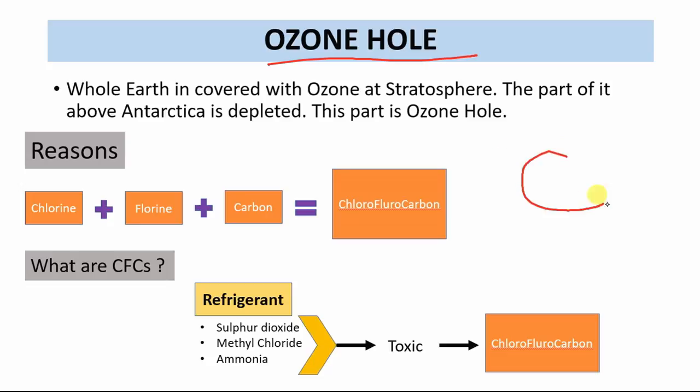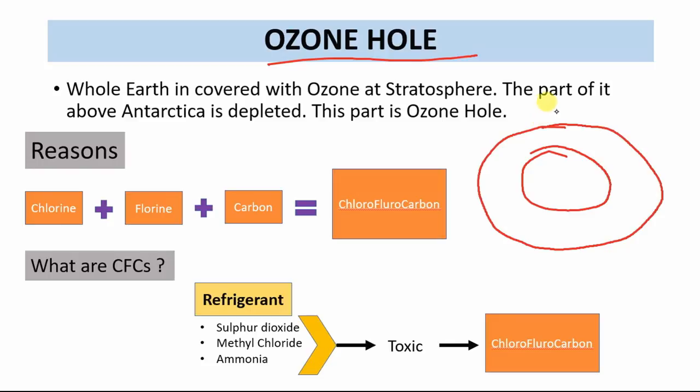The whole Earth, if this is taken as Earth, the whole Earth is covered with ozone at stratosphere. That is lower part of the stratosphere at an average of around 30 to 40 kilometers. The part above Antarctica, let us take this part as Antarctica, only the part above Antarctica is depleted. This part is called as ozone hole. So the ozone hole is not actually the hole. It is the part of the ozone which is depleted. That is, lesser percent of ozone exists here. It is not actually a hole.